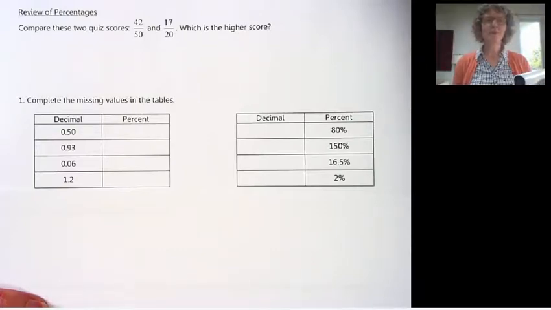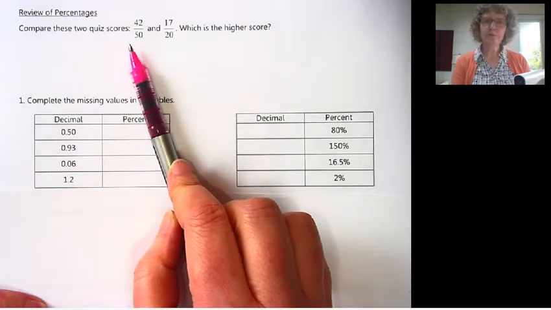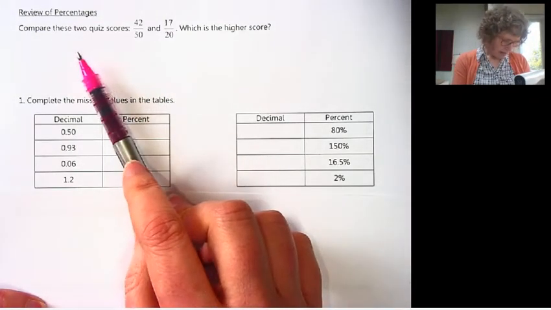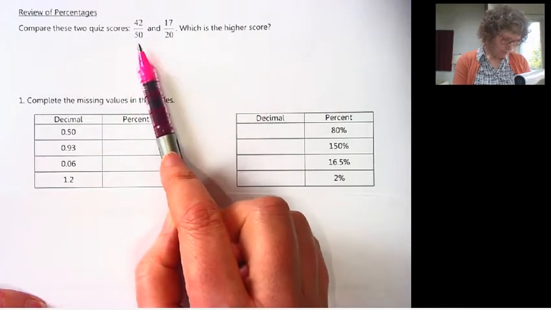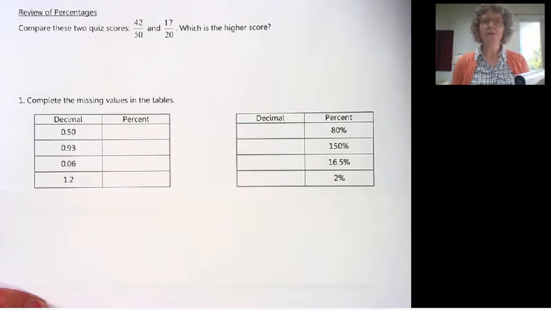Hi, in this video we're going to review percentages and then we're going to solve some percent problems using algebra. So first of all, let's remember what percentages are. Let's say that you got two different quiz scores, maybe in the same class or in two different classes, and you got 42 out of 50 in one and 17 out of 20 on another. Which is the higher score? So which one do you think is higher?